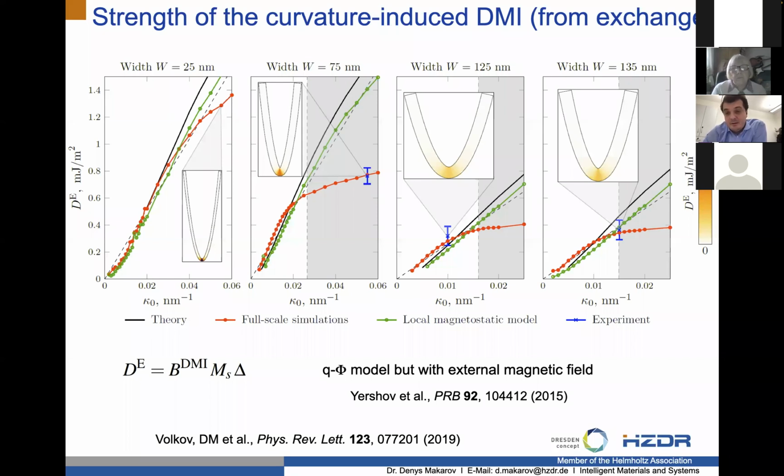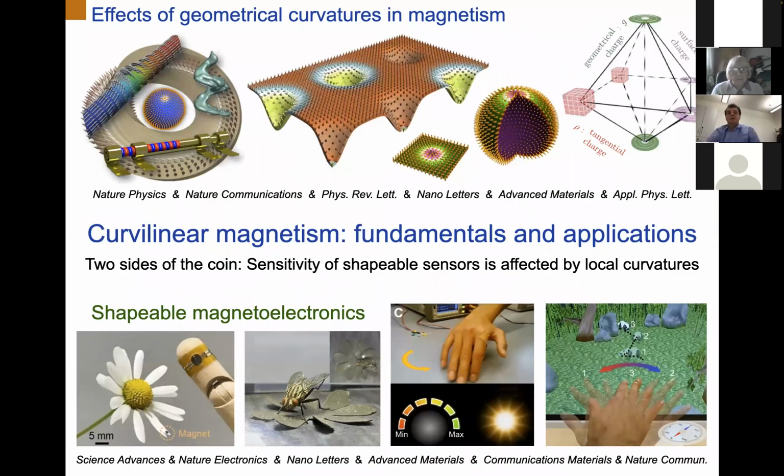And now there are a lot of activities and a lot of approaches to, first of all, validate whether what I told you is correct, by playing, of course, with the quality of films and trying to make very high curvature racetracks in order to check whether there is a limit on sensing of magnetic field in these curvilinear structures. This research is now going hand in hand. Therefore, I think there is only one field, curvilinear magnetism, which includes fundamentals and applications.